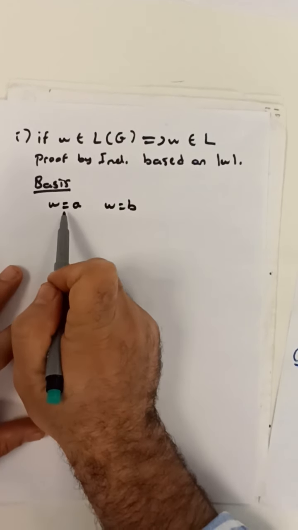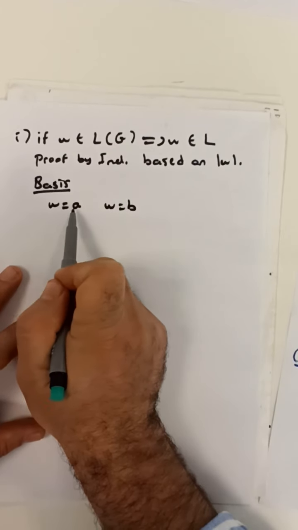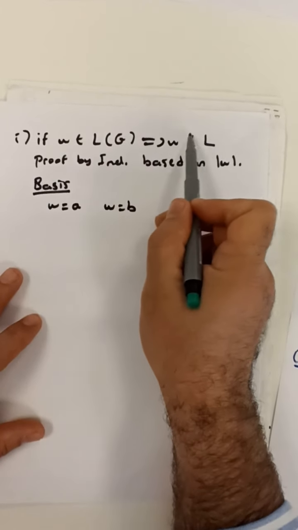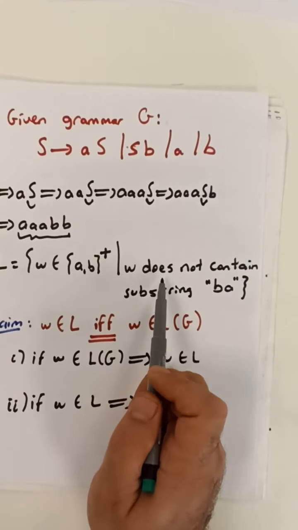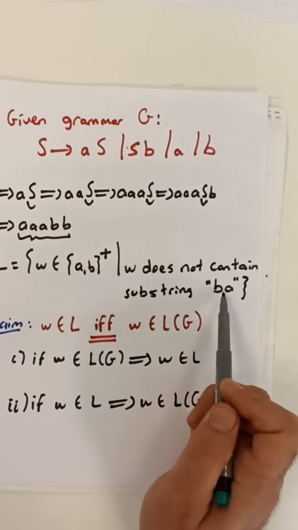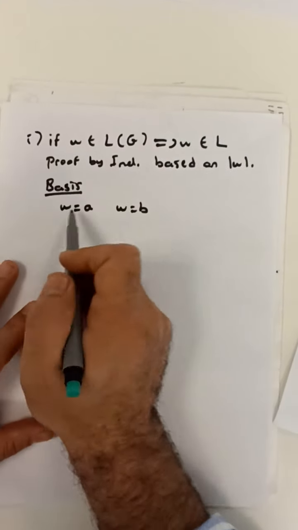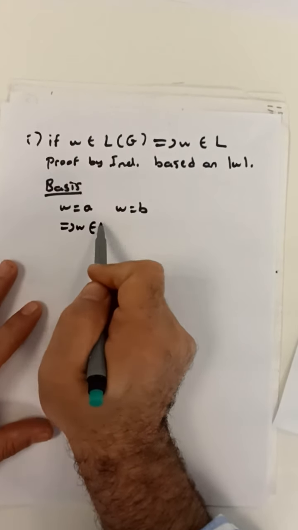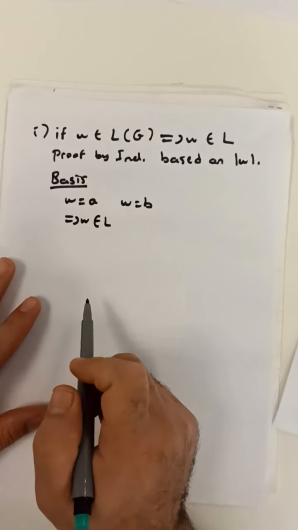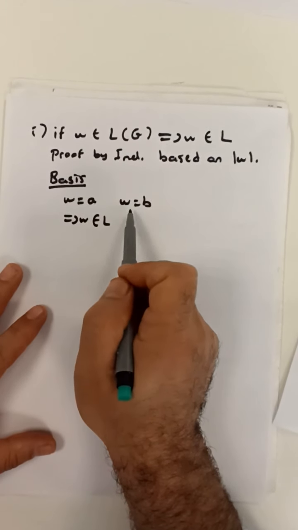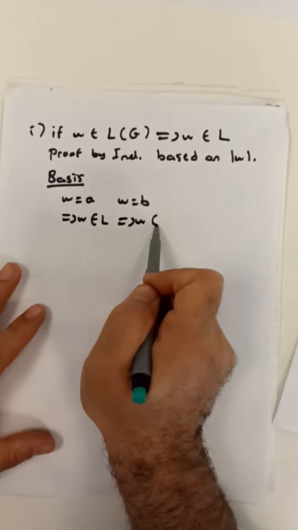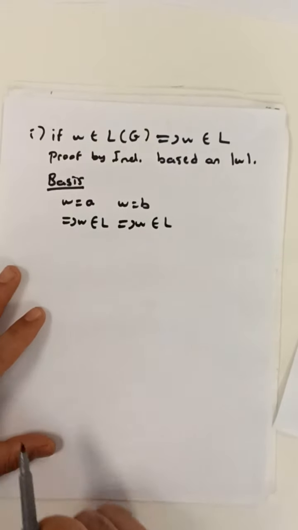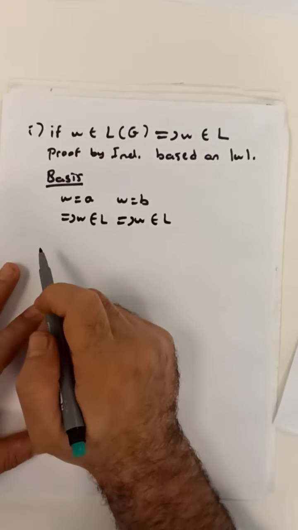If W is already A, it's easy to see that W belongs to the language description. That is, it doesn't contain substring BA. So if this is the case, W is in L. Same goes for W being B. It doesn't contain BA. This means that W belongs to the language L as well. This is for the base case.